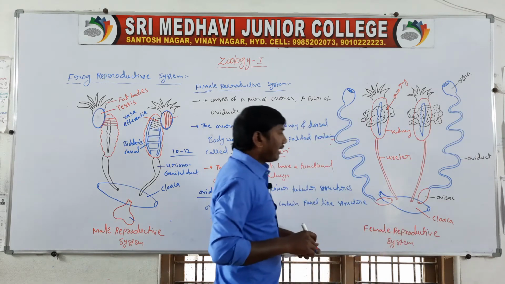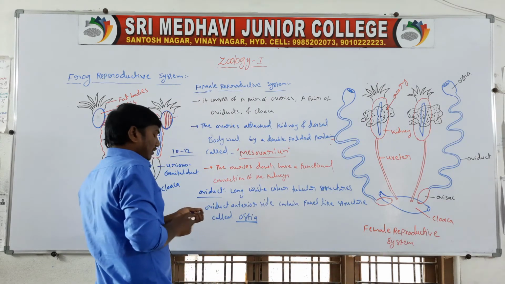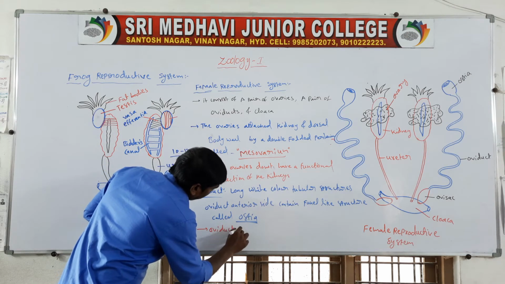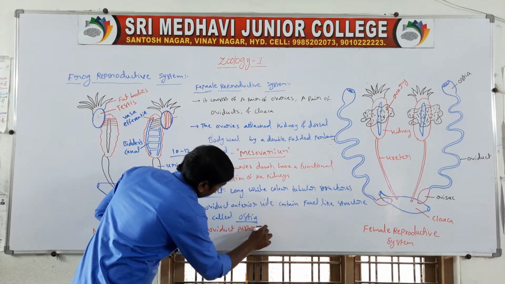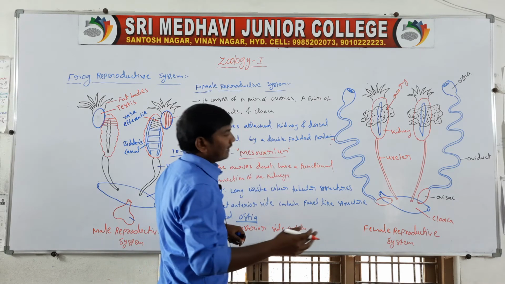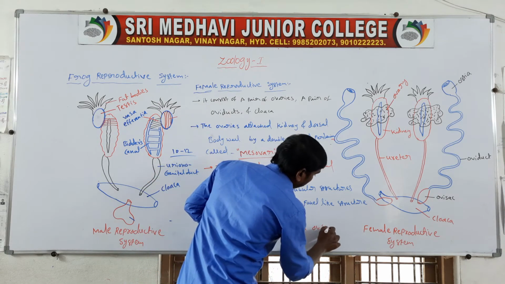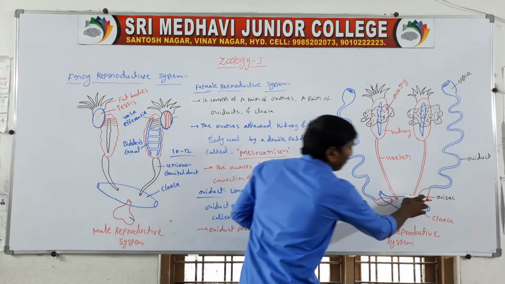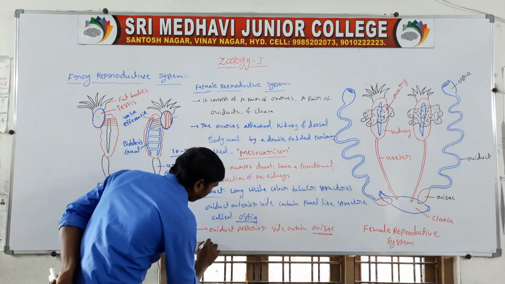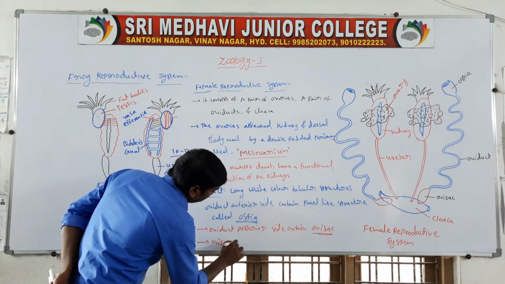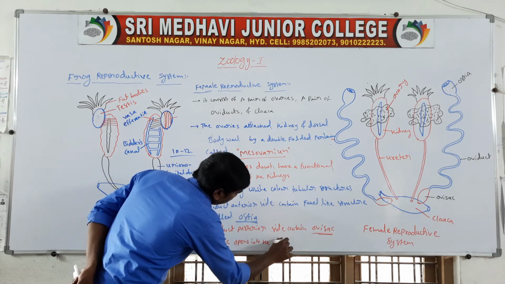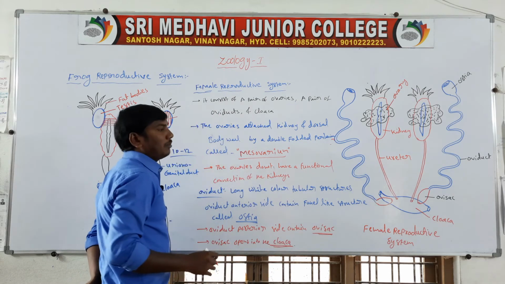Next one, the posterior side of the oviduct contains an ovisac. So these are the ovisacs. The ovisac opens into the cloaca. The oviduct opens into the cloaca.